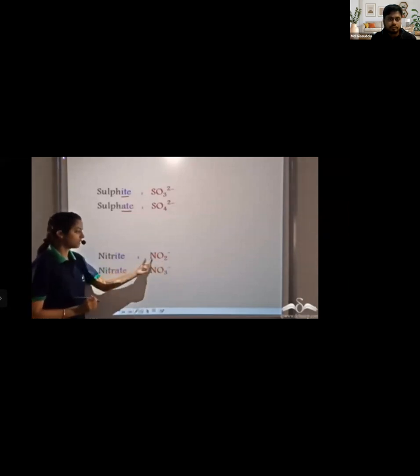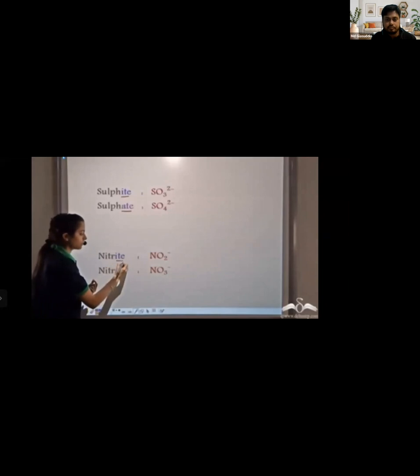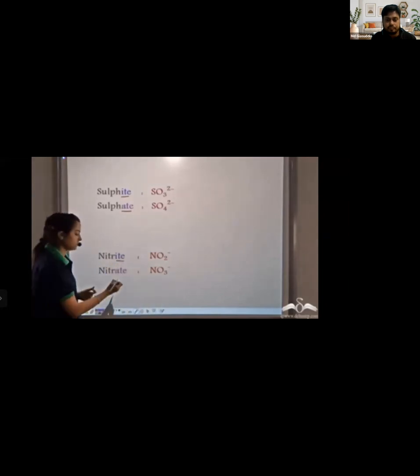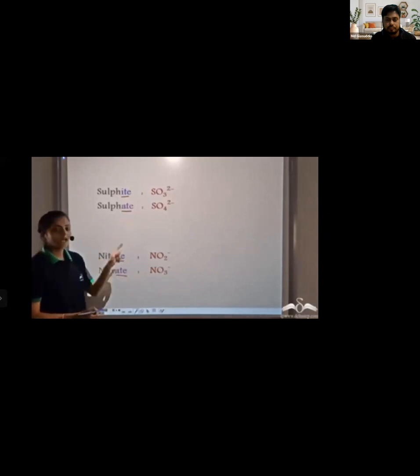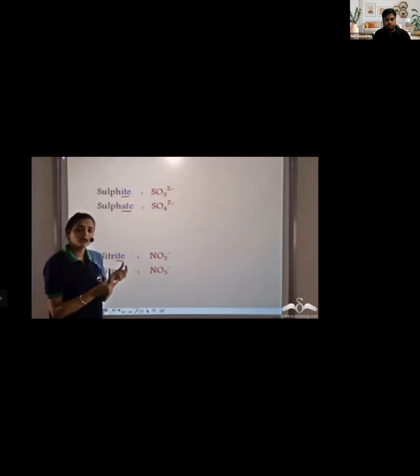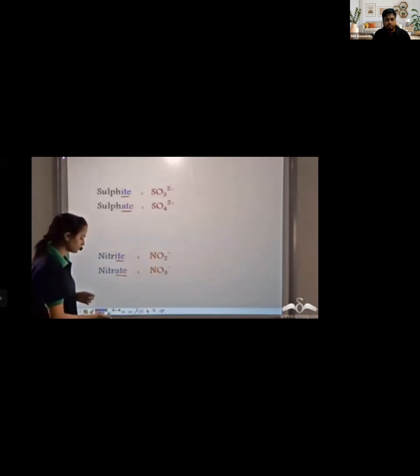So now the first radical is nitrite, and the one with a greater number of oxygen atoms has the suffix "ate". So this is nitrate. The presence of "ite" and "ate" shows the presence of oxygen in the radical. So anytime you encounter a radical which has "ite" or "ate" in the suffix, that always means there is the presence of oxygen in the radical.